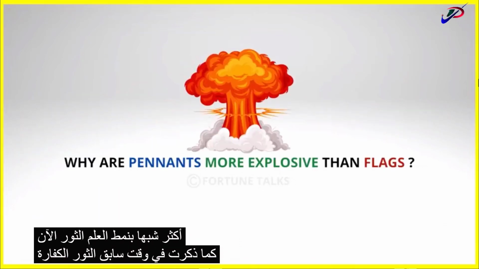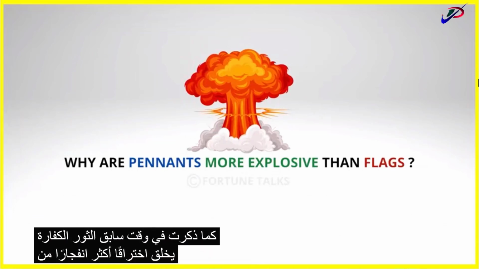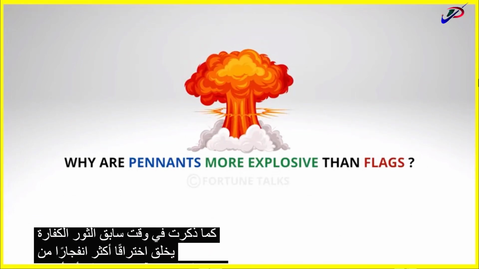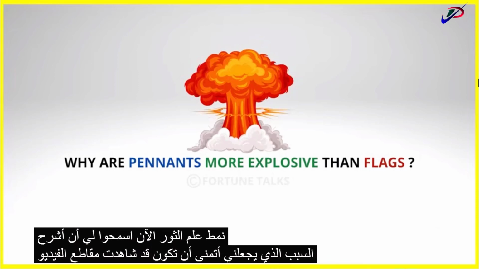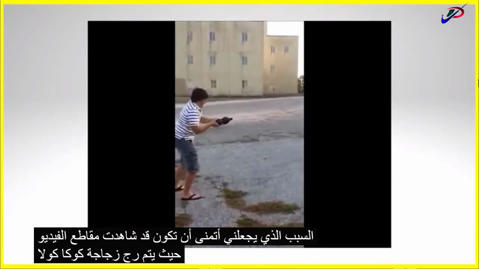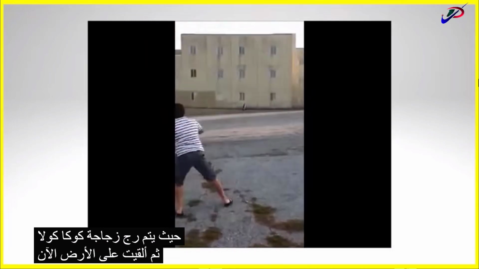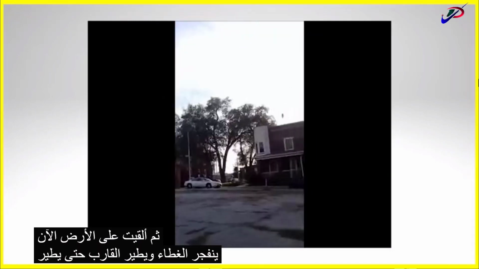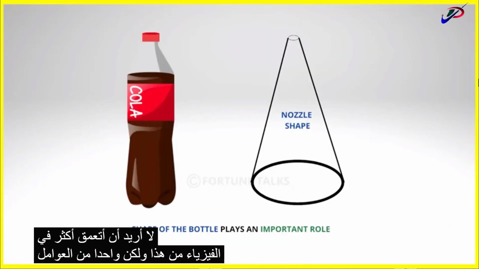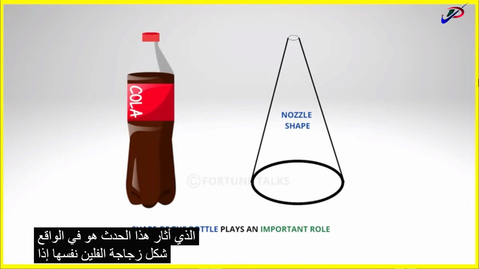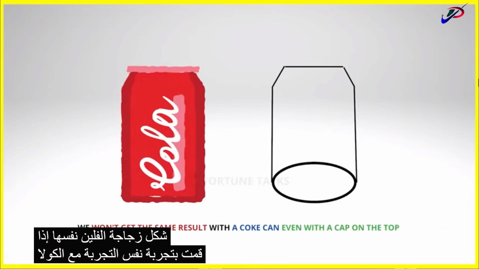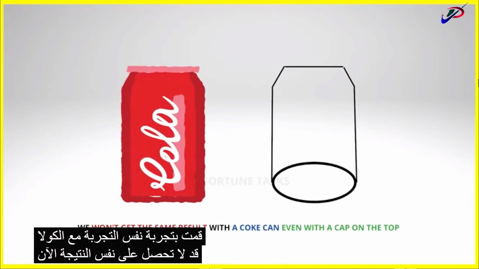Now, as I have cited earlier, bull pennants create a more explosive breakout than the bull flag pattern. Now let me explain the reason why. I hope you have seen videos in which a Coca-Cola bottle is shaken and then thrown onto the ground. Now the cap explodes and the bottle flies off. I don't want to go deeper into the physics of this, but one of the factors that triggered this event is actually the shape of the Coke bottle itself. If you try the same experiment with a Coke can, you may not get the same result.